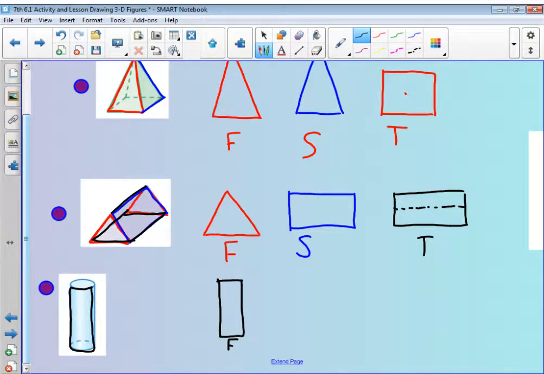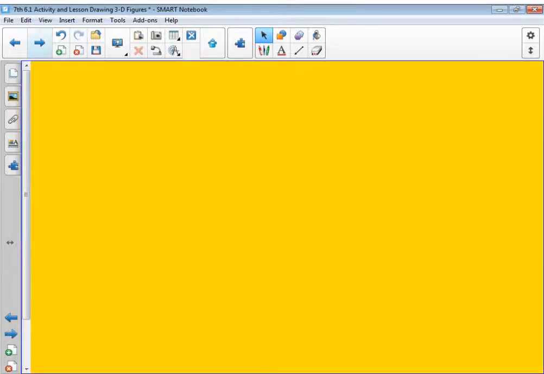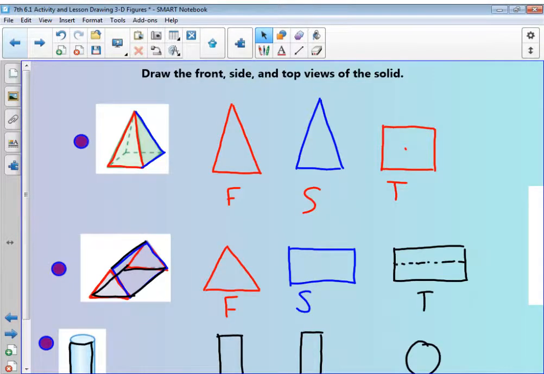Okay, from the side, I would see the exact same thing. I would see that rectangle. And from the top, if I look at a can from the top, I would see a circle. Okay, so once again, that's it for this lesson. It's just having you work a lot with using your visual skills to create those three-dimensional figures, to break down those three-dimensional figures and see what they would look like as two-dimensional figures.